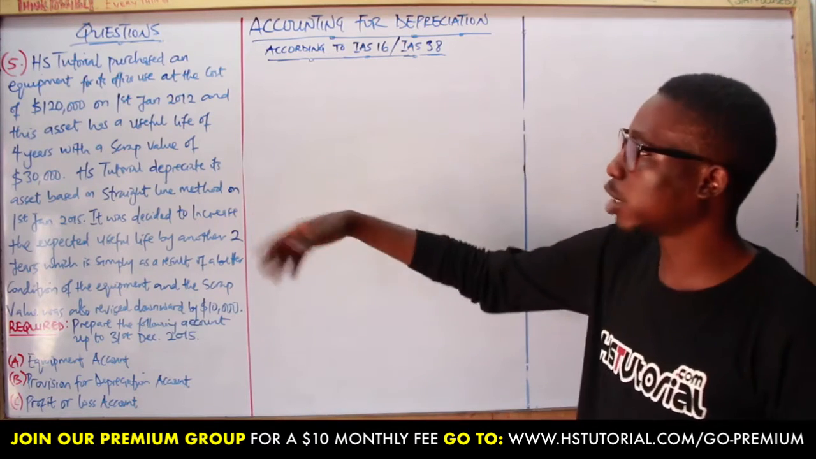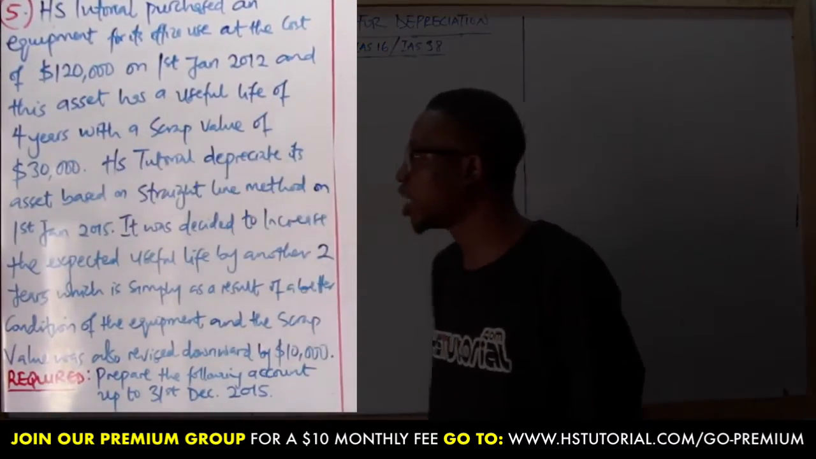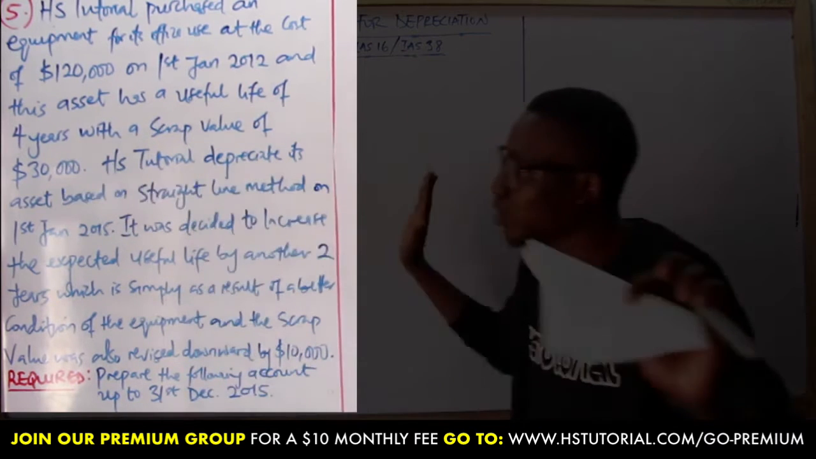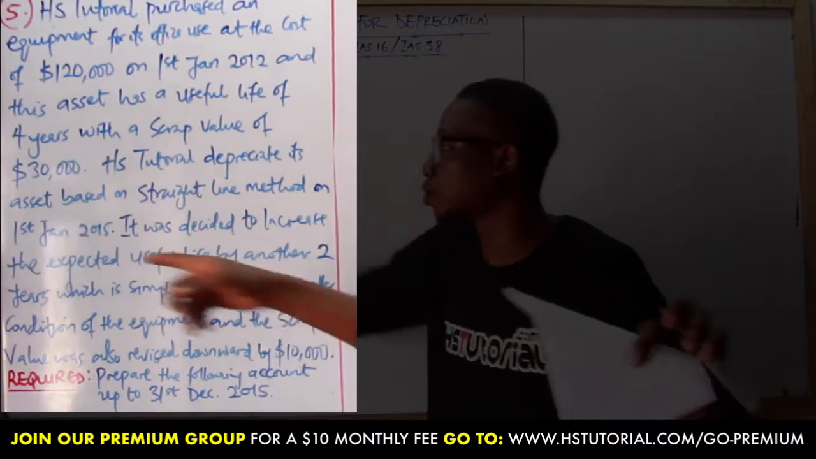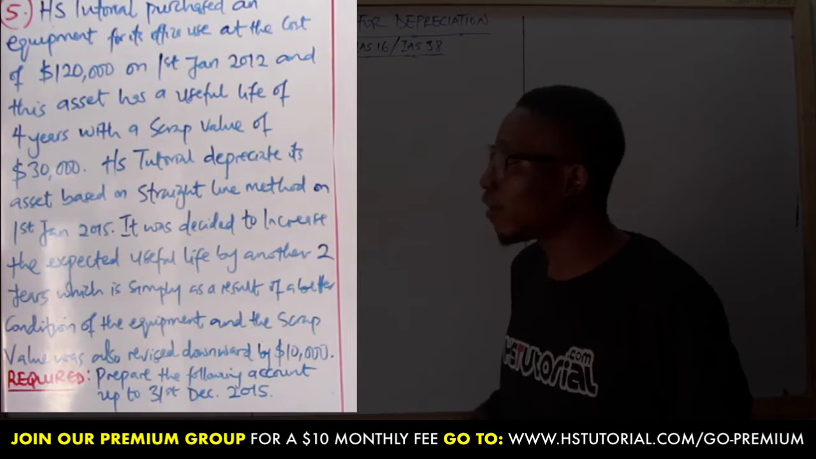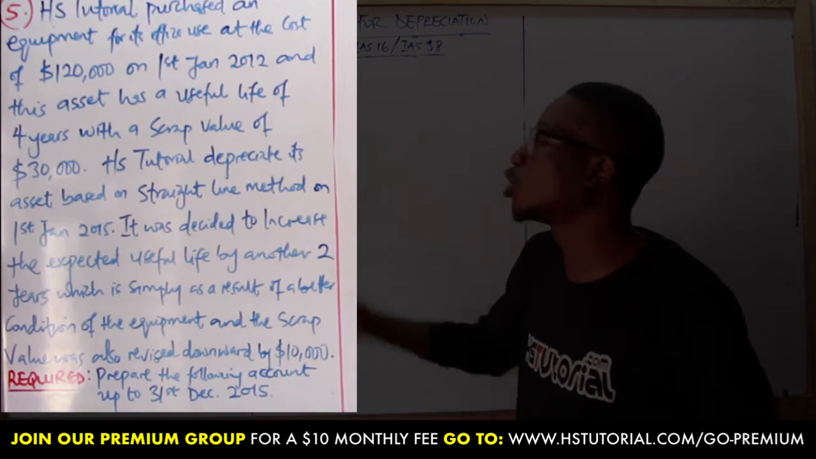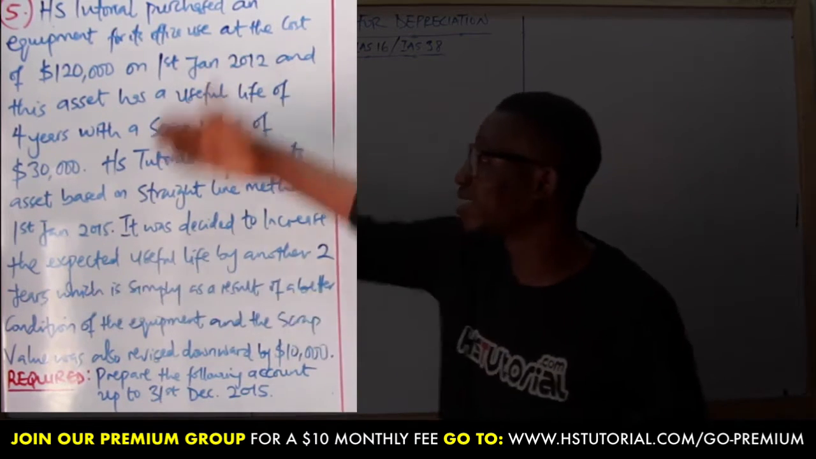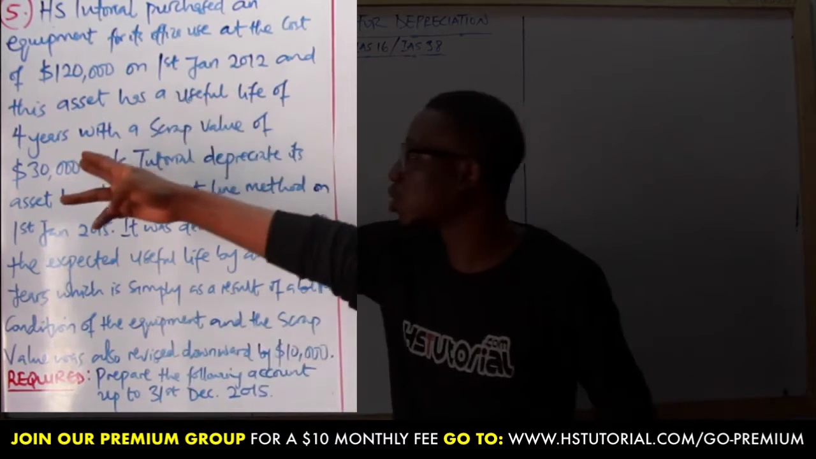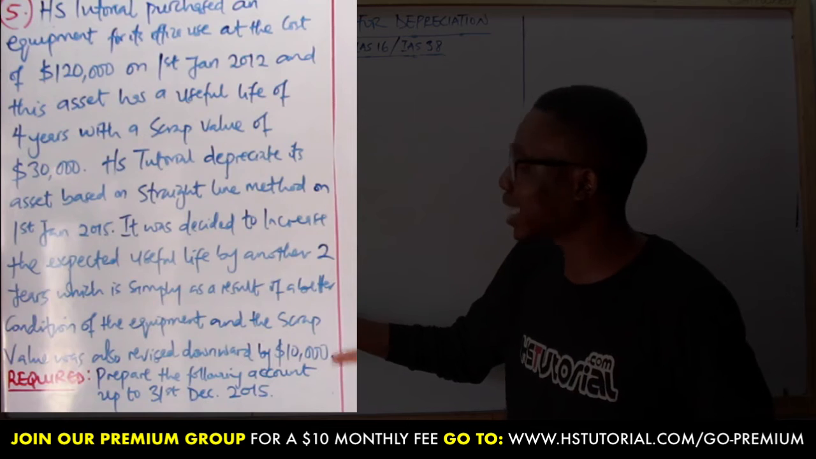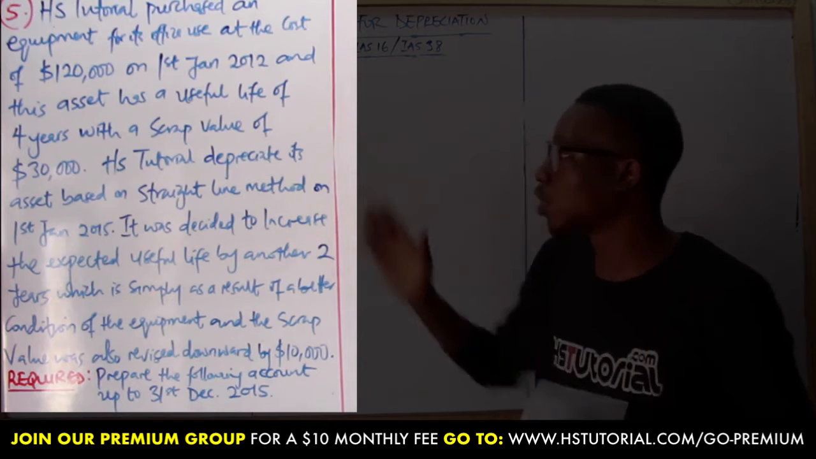Okay, so based on the explanation, the cost of the asset is 120,000, the useful life is 4 years, and the scrap value is 30,000 based on the initial agreement. Then later at the end of 2014, that is the beginning of 2015, they discovered that the asset, which is the equipment, is performing better. So they now increase the useful life of the asset by 2 years. Then they revise the 30,000 naira downward by 10,000 naira, so this 30,000 naira will now turn back to be 20,000 naira.